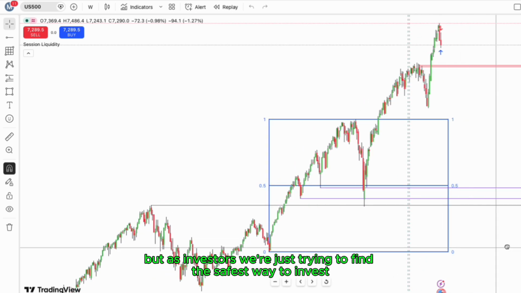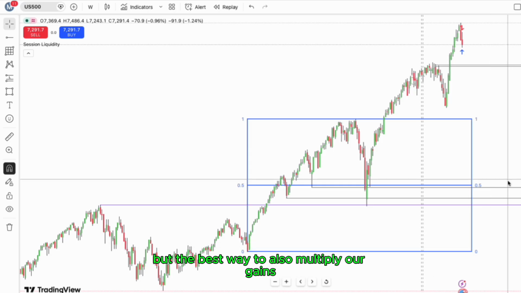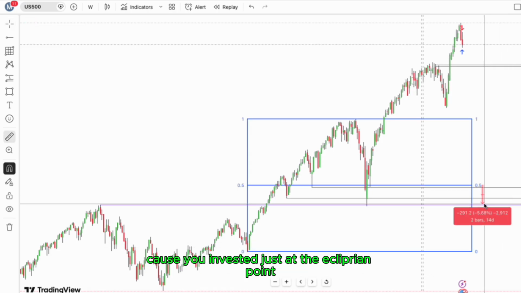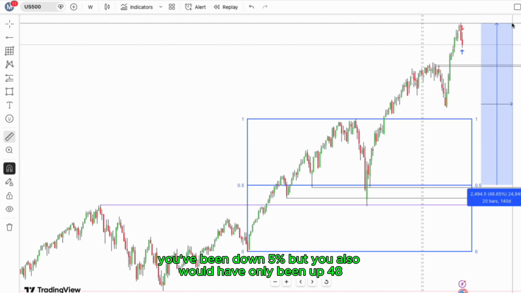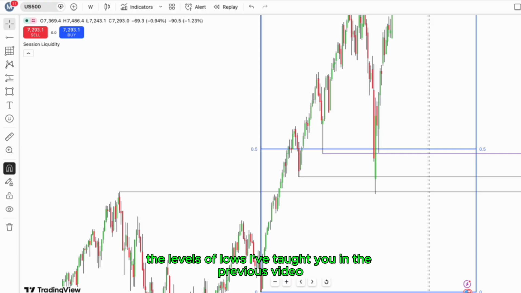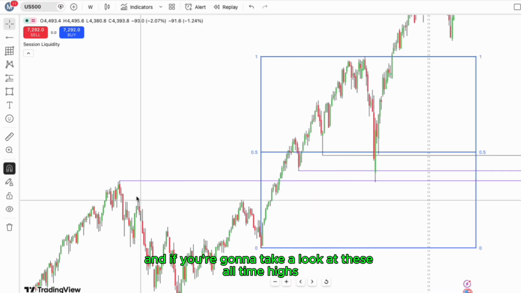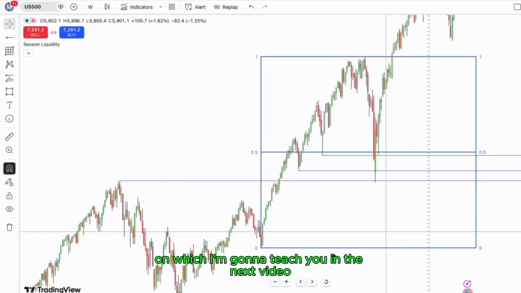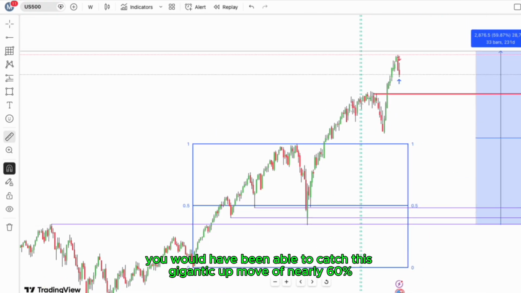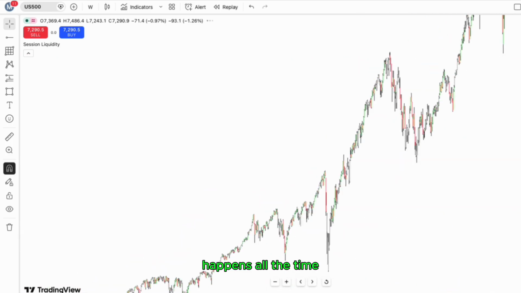But as investors, we're just trying to find the safest way to invest, but the best way to also multiply our gains. Not only would this be less safe, because if you invested just at the equilibrium point, you'd have been down 5%, but you also would have only been up 48. Whereas if you took all these things into account, the levels of lows I've taught you in the previous video, and if you're going to take a look at these all-time highs in this whole order block zone, which I'm going to teach you in the next video, you would have been able to catch this gigantic up move of nearly 60%. It happens all the time.